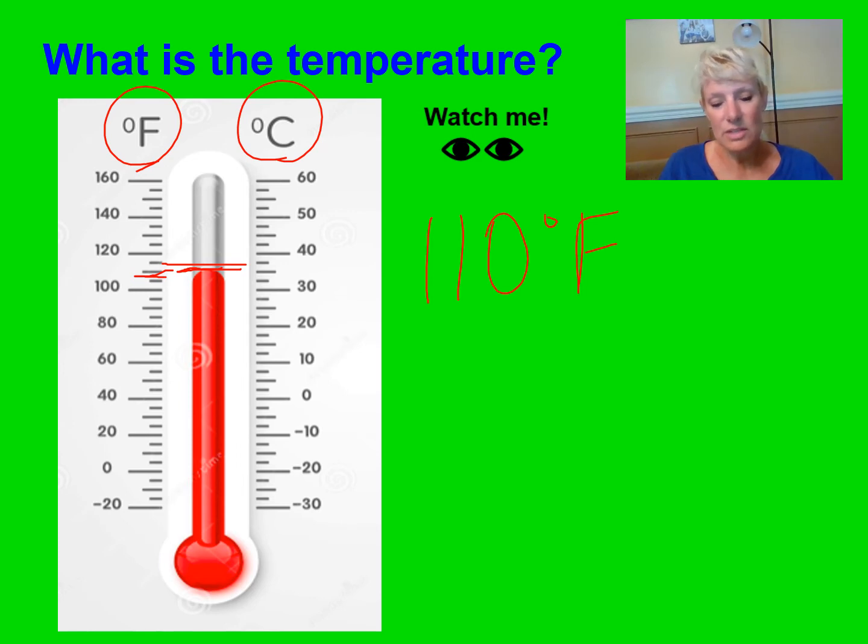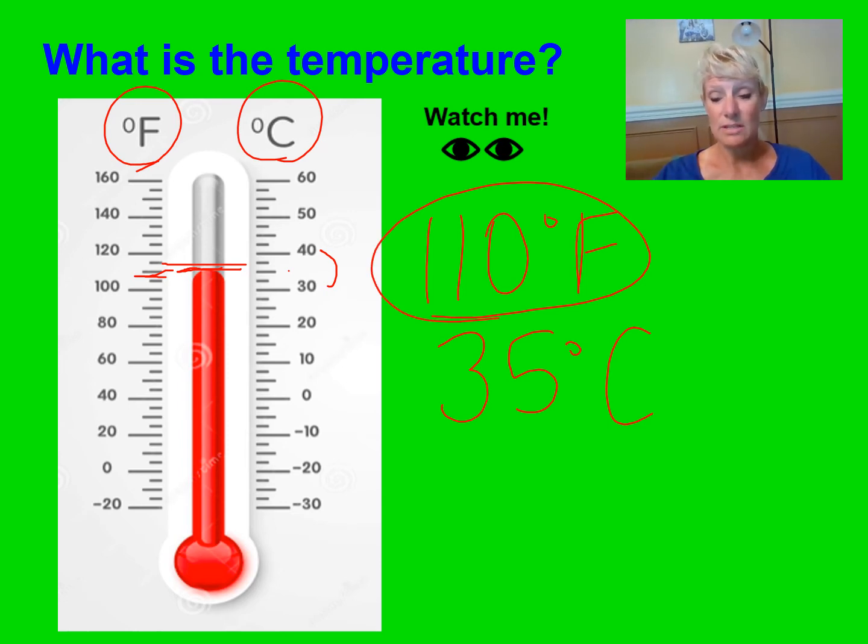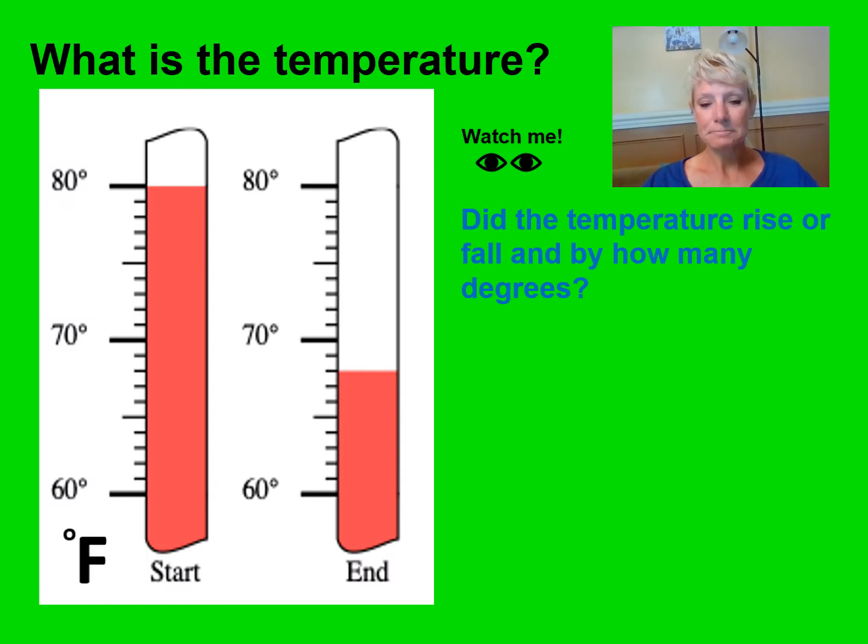Now over on the Celsius side, I am noticing that I've got 30 and 40. So this big line in between there, that is actually going to be 35 degrees Celsius. So notice, if it were 110 degrees here in Lynchburg, Virginia, it would be 35 degrees Celsius also. It would be equivalent. That is the equivalent amount. But again, when the weatherman's on and they tell the temperature, they're telling that temperature in degrees of Fahrenheit because that's our customary.